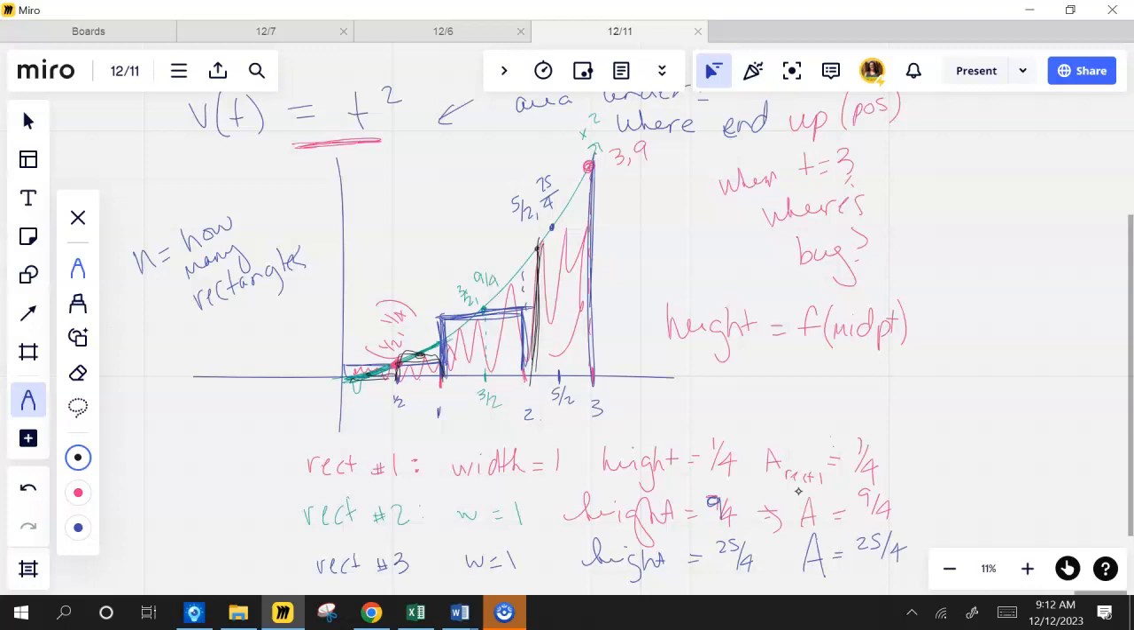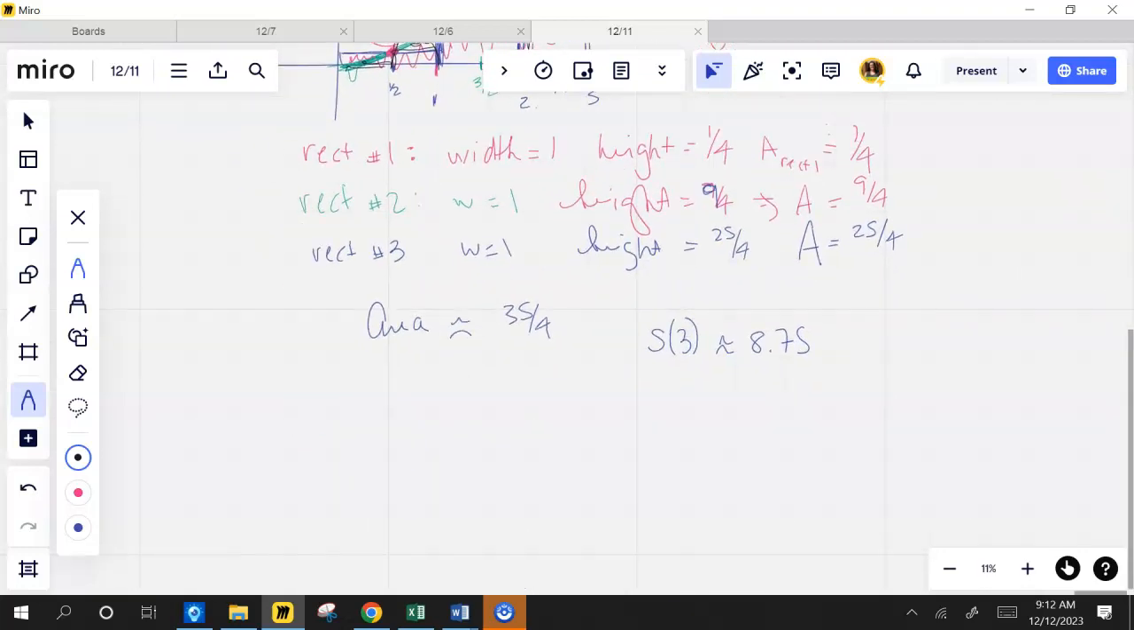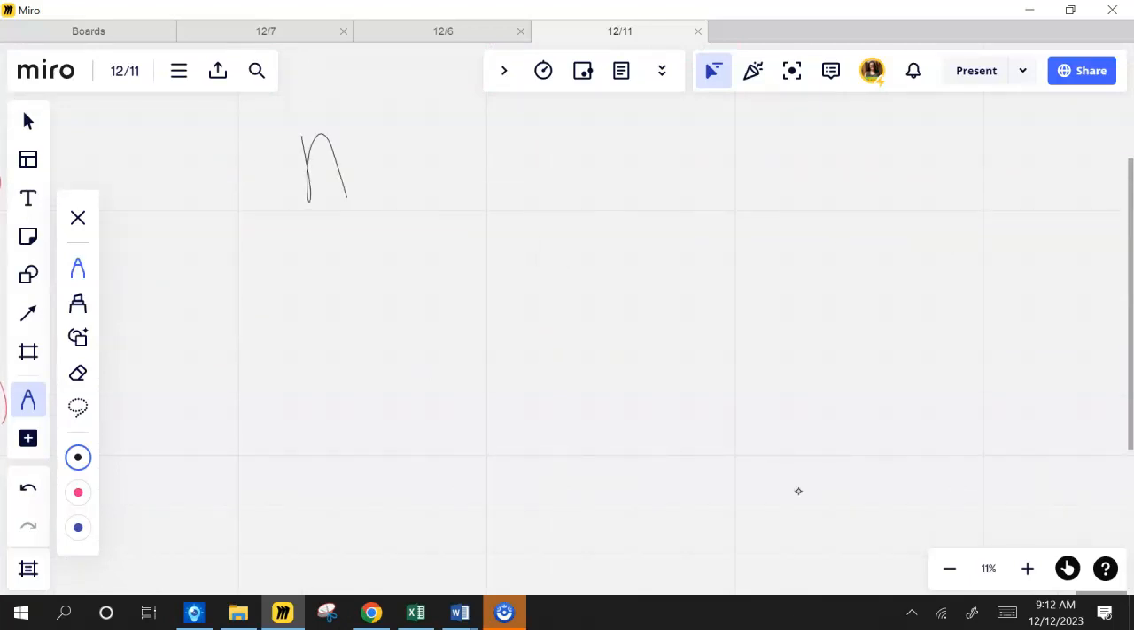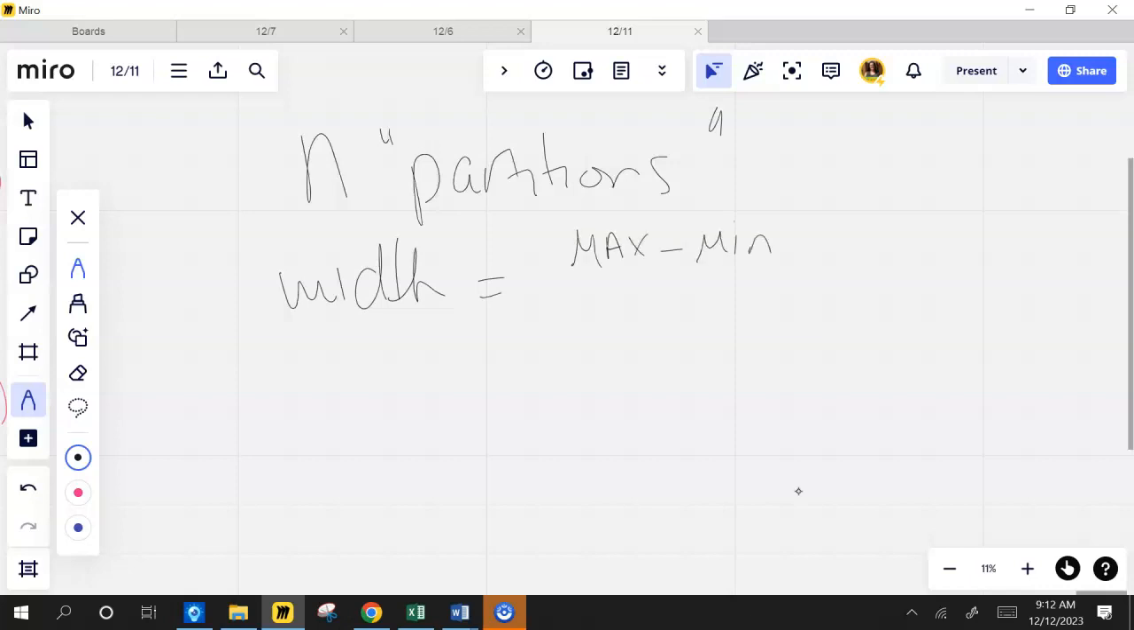Yeah. So the bigger the N, the better it is. Now, they tell you how many. They tell you, yes. And so when they give you that N, you have to find that width. Your width is going to be your highest you go to minus your lowest divided by how many intervals you need. That's going to give you the width of each rectangle, right? 3 minus 0 divided by 3 is 1. That told me my width of each rectangle was 1.